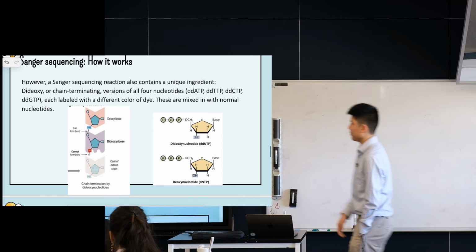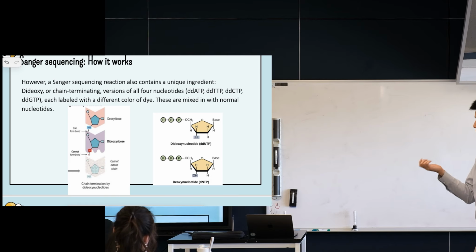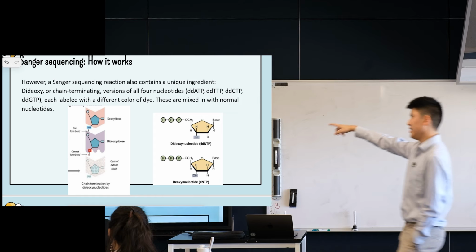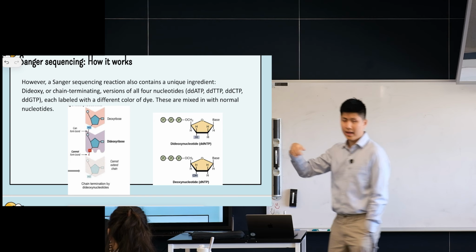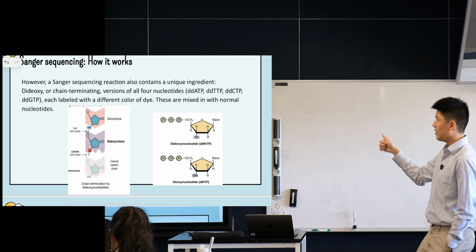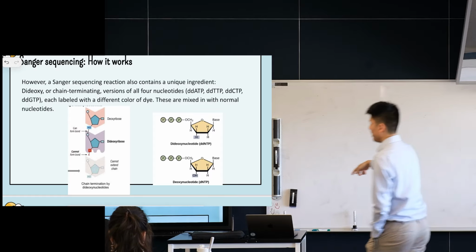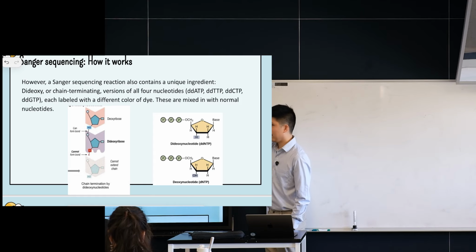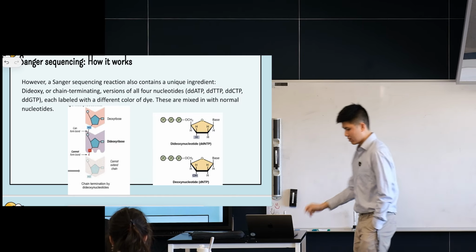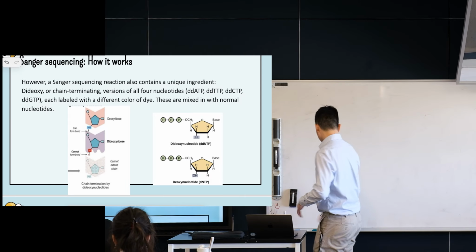And what they are is these things, right? So you don't need to know the chemical structure, but functionally they're the same. So like a T version of this, ddTTP, will still pair with an A, just like a normal nucleotide would. But the difference here is that they're chain terminating, which means that after one of these 4 nucleotides pair up, the chain can't keep going, right? It just stops at that particular length.